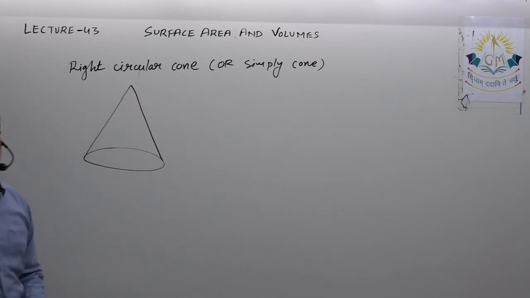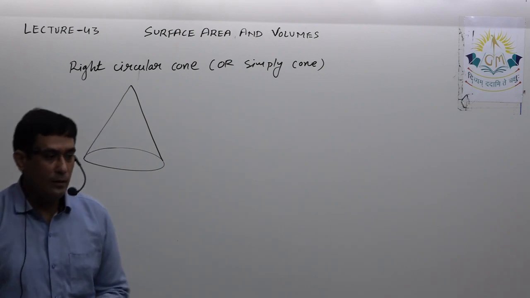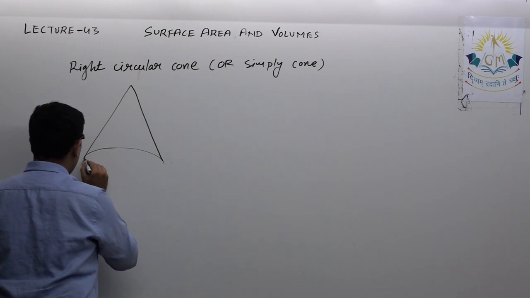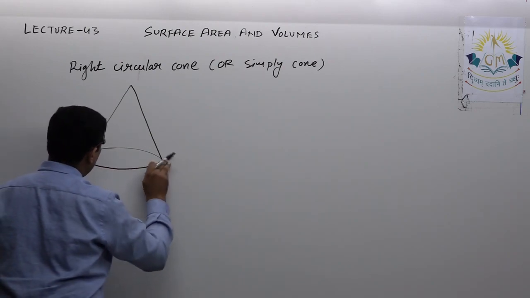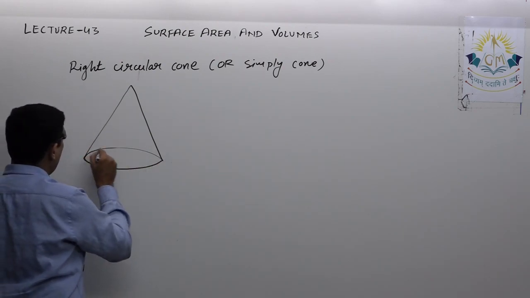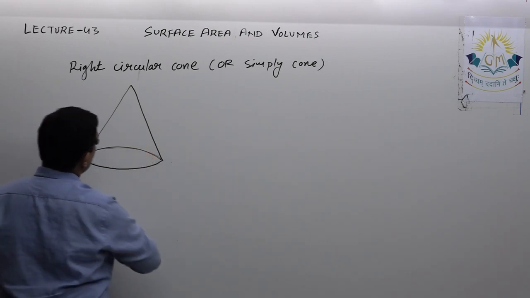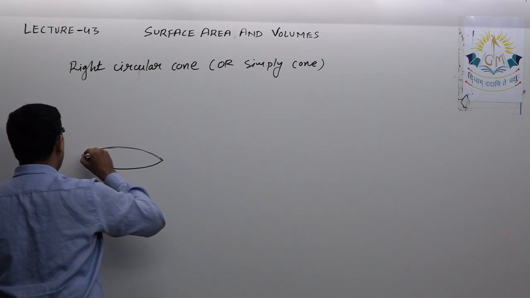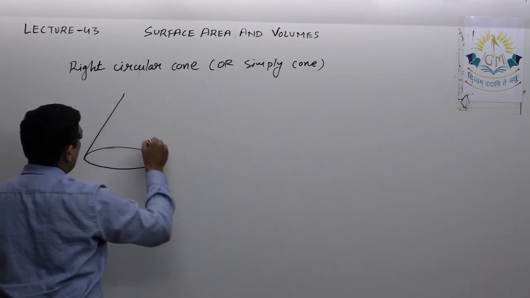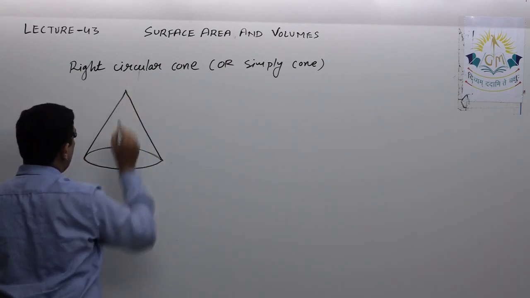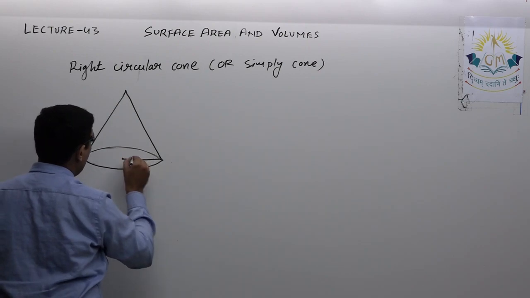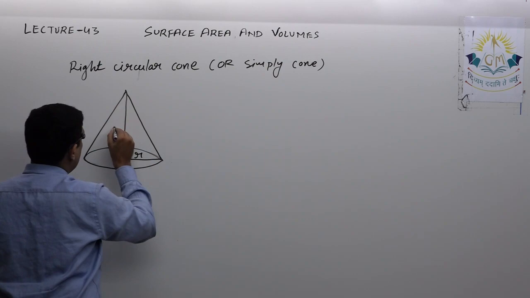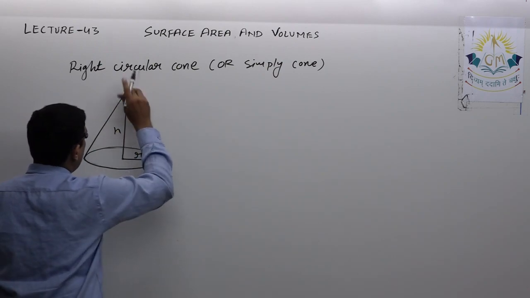Examples of cone: a birthday cap is the shape of a cone. An ice cream cone is exactly a cone. Sometimes you find tents in the shape of a cone. So let the radius of its base be r and its height be h.